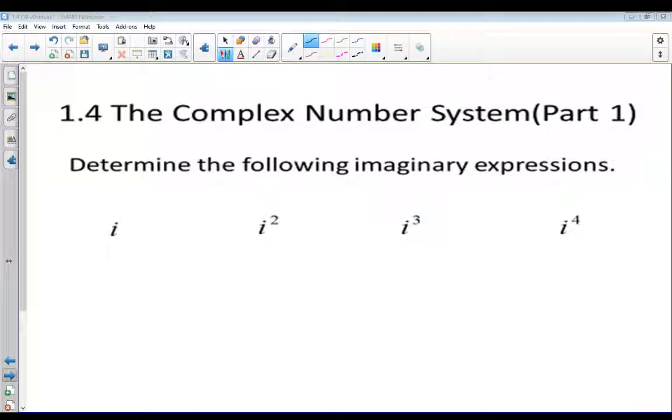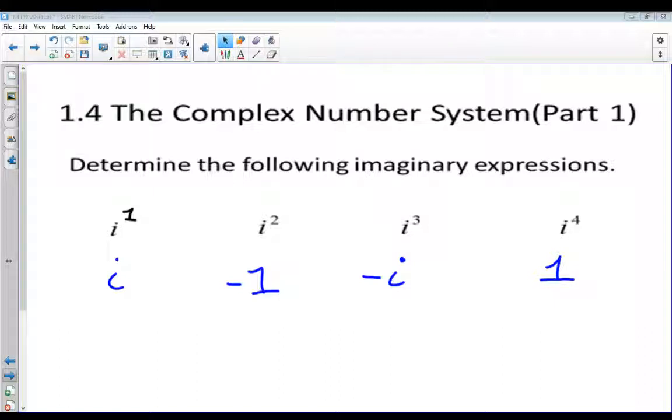Let's say you have i, or i to the first, then i squared, i cubed, and then i to the fourth. Back in Algebra 2, I told you that each one of these represented a specific answer. I to the 1 was just i. I squared, as you saw in the previous slide, is -1. I cubed is -i. But i to the fourth becomes +1. So if you look at the pattern: i, -1, -i, 1.